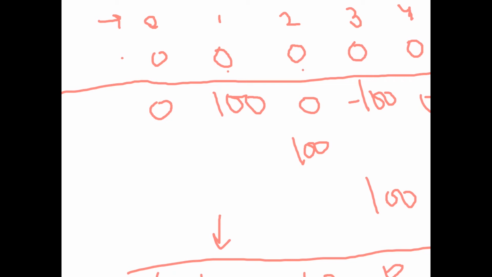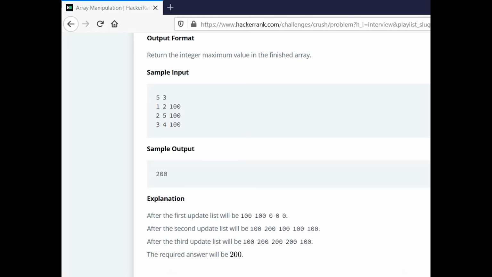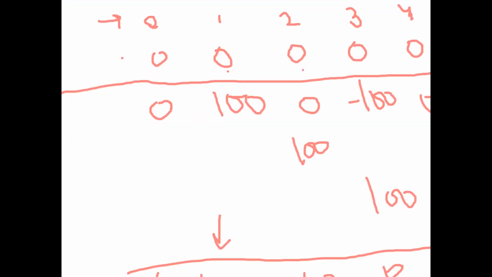And as we can clearly see, the maximum value that we are having is 200. Let's check whether the answer is correct or not. Okay, yeah, and the final array is 100, 200, 200, 200, and 100. Yeah, so this is the final array that we are getting. So I guess the approach is pretty much clear.